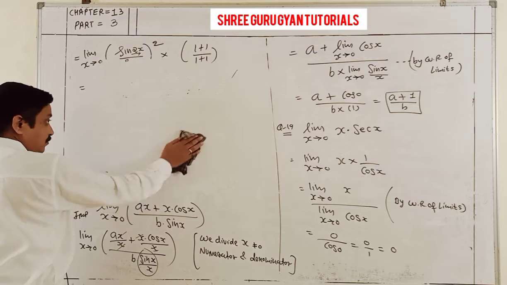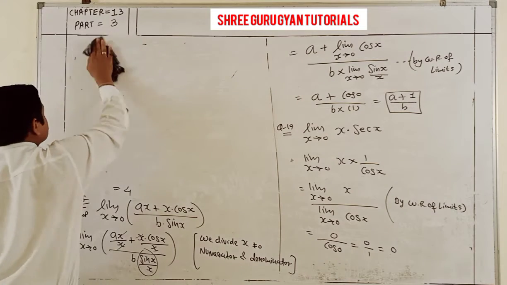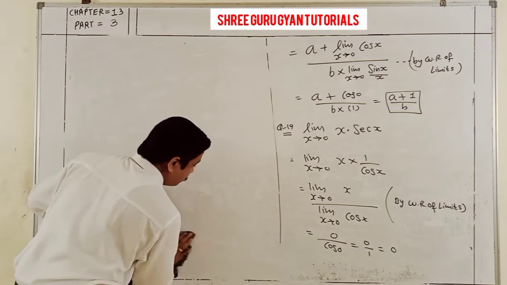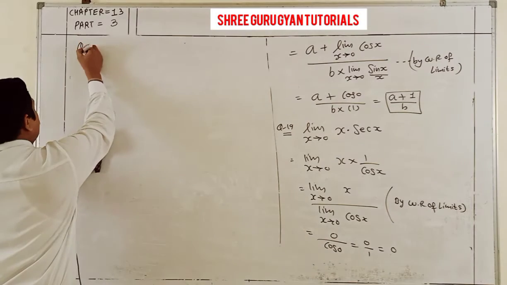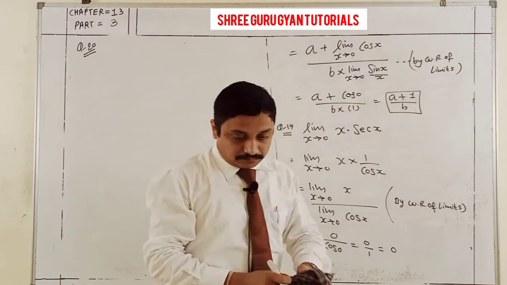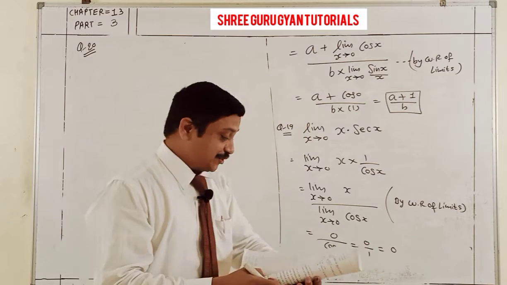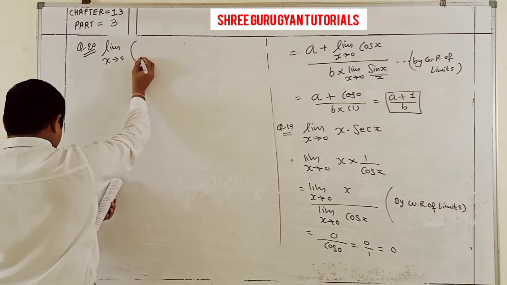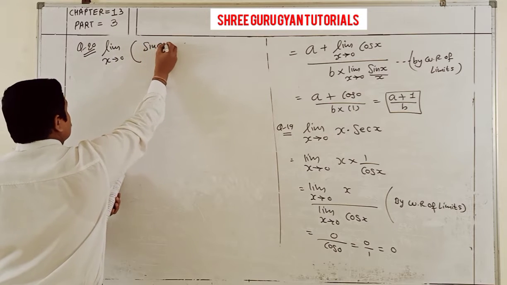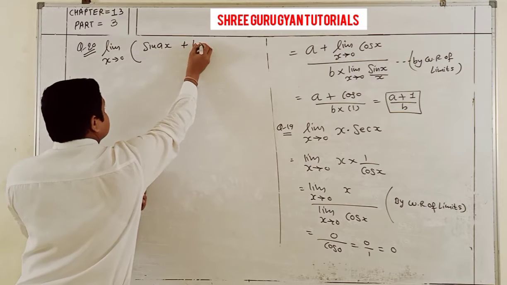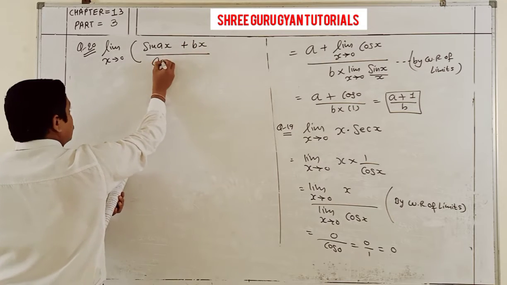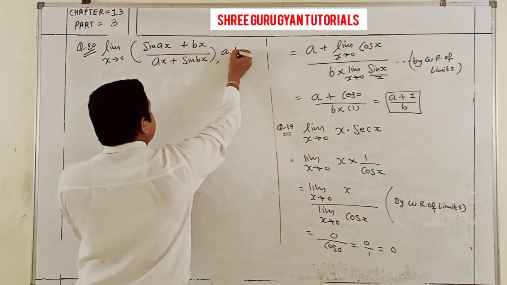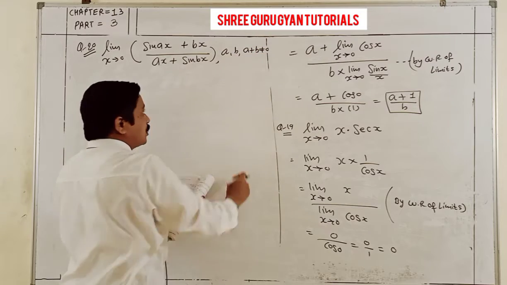Continue, question number 20. In the 20, I think the same question is given. Yes, but these are also important questions. Limit x tends to 0, sin ax plus bx upon ax plus sin bx, but the condition is a plus b is non-zero.